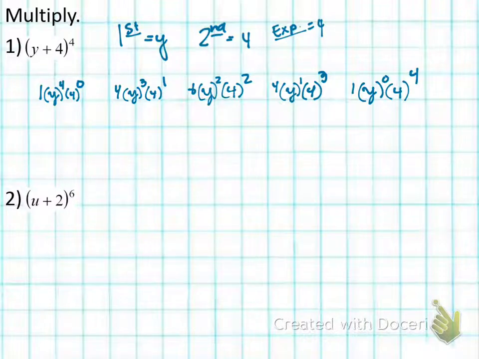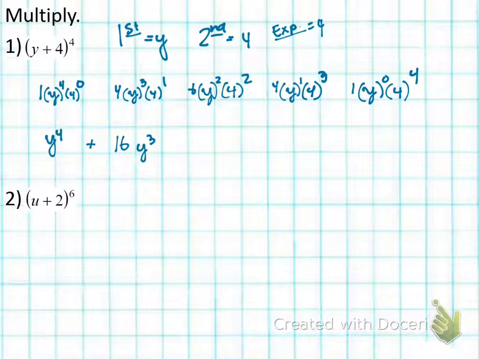So each of these will become terms, and we're going to simplify each of these. This first one right here, 4 to the 0 is 1. 1 times 1 is 1. 1 times y to the 4th is y to the 4th. That's the first term. Second term, 4 to the 1st is 4. 4 times 4 is 16. 16 times y to the 3rd is positive 16y to the 3rd.